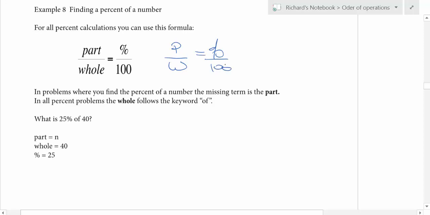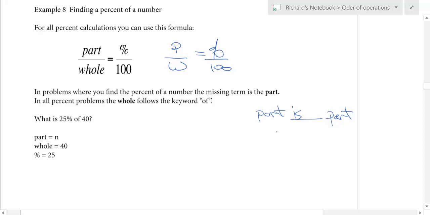This formula is often just simply written as P over W equals percent over 100. Now, to help you decode word problems, there are some important keywords to be aware of. In all percent problems, the whole follows the keyword of. Now, the part is either in front of the keyword is or behind the keyword is. The percentage will typically be associated with a number if it's given to you.